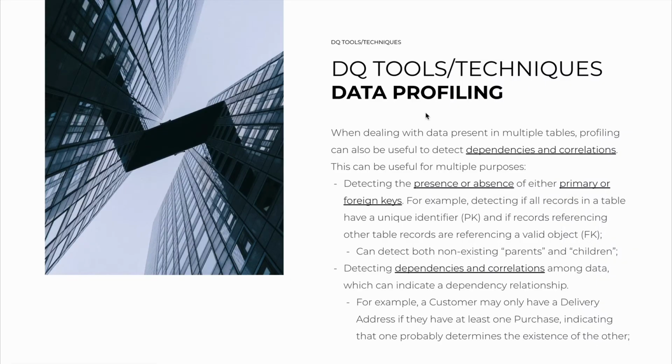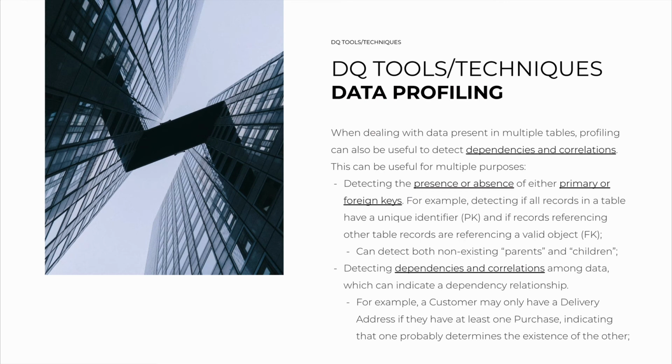And finally, please notice that when dealing with data that are present in multiple tables, profiling can also be useful to detect dependencies and correlations among elements in different tables. And this can be useful for multiple purposes. The first is detecting the presence or absence of either primary or foreign keys in relational databases. For example, detecting if all records in a table have a unique identifier, which is a primary key, or if it's not unique, and if all records that reference records of another table are valid with a foreign key relationship.